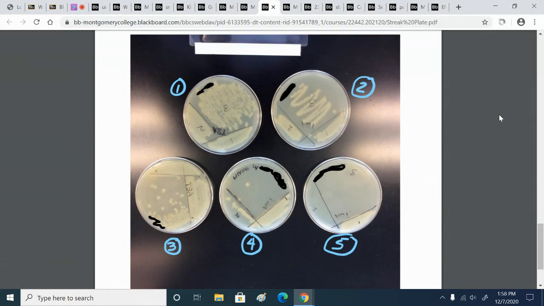But streaking plates is a very common technique. It's an important technique, as I said, for separating mixed bacteria on the surface of an agar plate. It's also analogous to performing a serial dilution, right? Because you have the most cells in zone 1, and then fewer cells in zone 2, and the fewest cells in zone 3. Any questions on the streak plate?